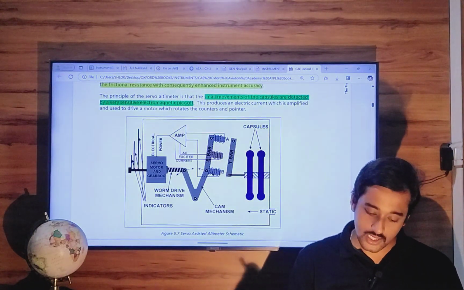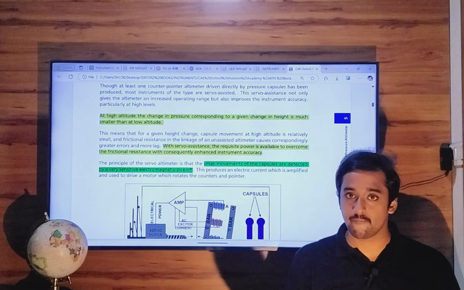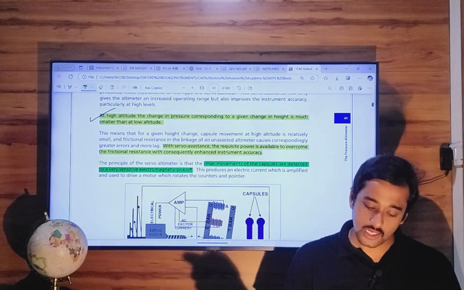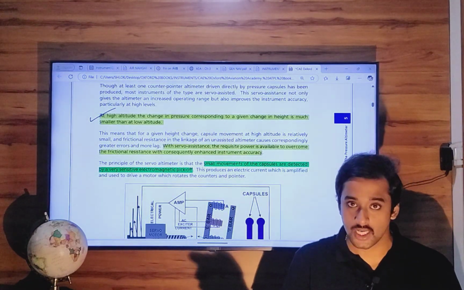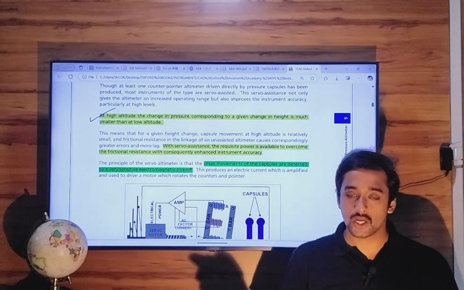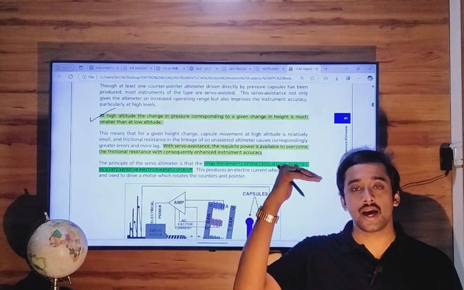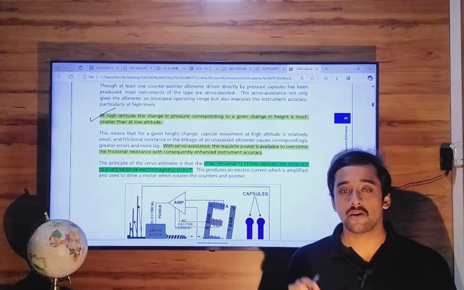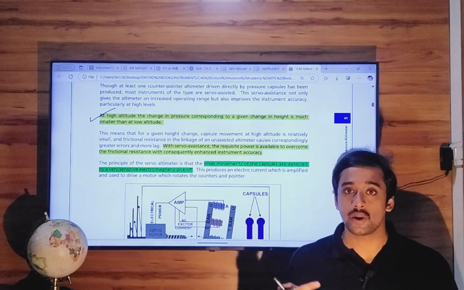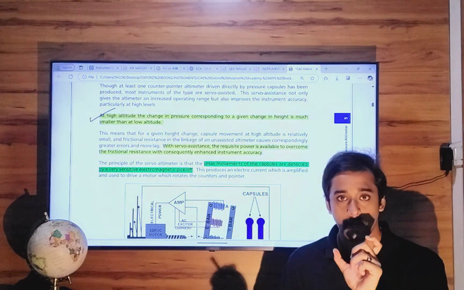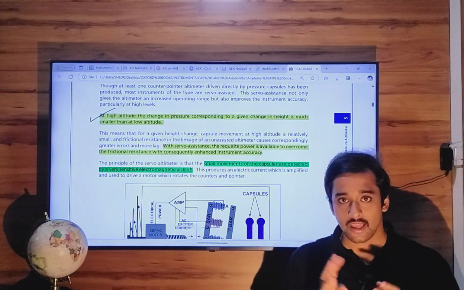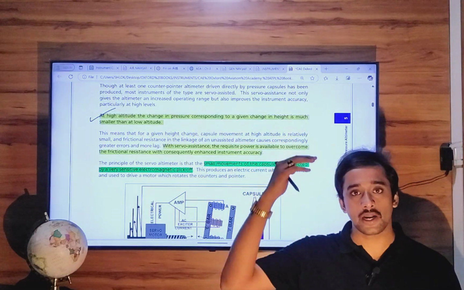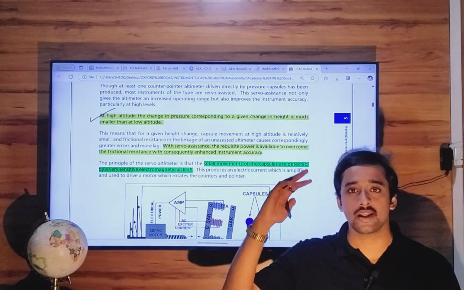So this is how it looks, and you are going to mark these points. These are important for your exam. At high altitude, the change in pressure corresponding to a given change in height is much smaller than at lower altitude. That means when you climb to higher and higher altitudes, atmospheric pressure decreases, but the rate at which it decreases becomes very slow. At lower altitudes, the decrease is very fast, but as you climb higher, this decrease is very, very slow.